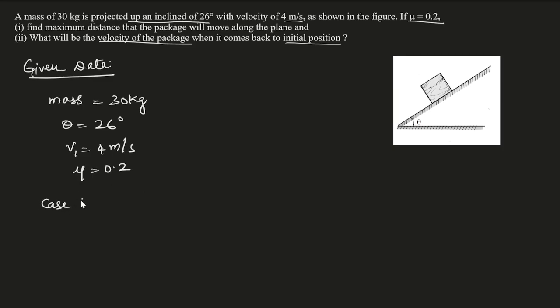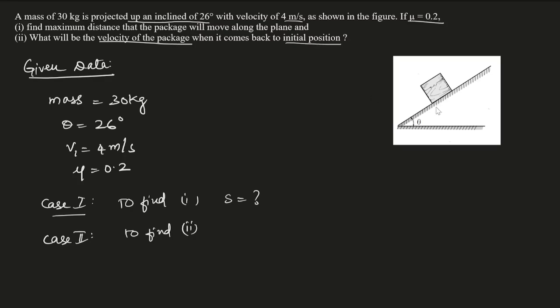case 1, to find the maximum distance, that means we have to find S, the maximum distance that the package will move along the plane. In the second case, what are we supposed to find? What will be the velocity of the package when it comes back to the initial position.